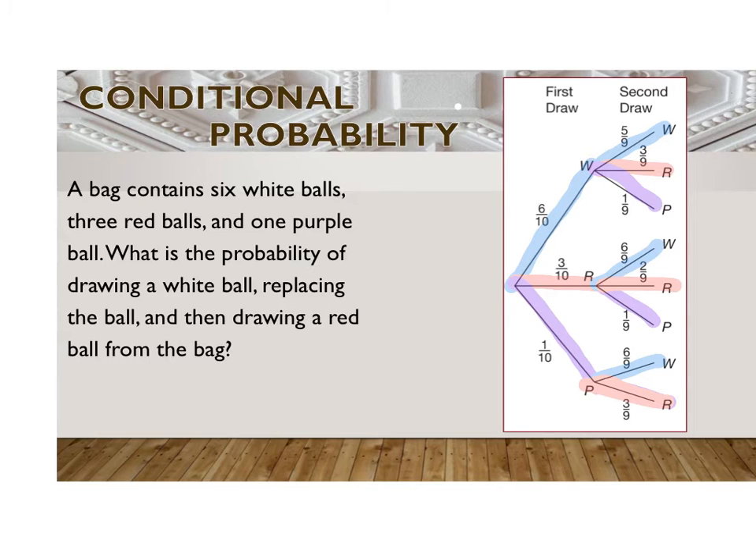And if I drew a white, so I'm on this one right here, right? If I drew a white, then my next white isn't 6 anymore. I only have 5 whites in there. So it's going to be 5/9. My red is 3/9 and my purple is 1/9. Now if I drew a red, I don't have 3 reds anymore, I have 2. So reds are 2/9, with the whites being 6/9 and the purples 1/9. And I already showed you that I lose the purple if I draw purple first. So then I only have 6/9 and 3/9.